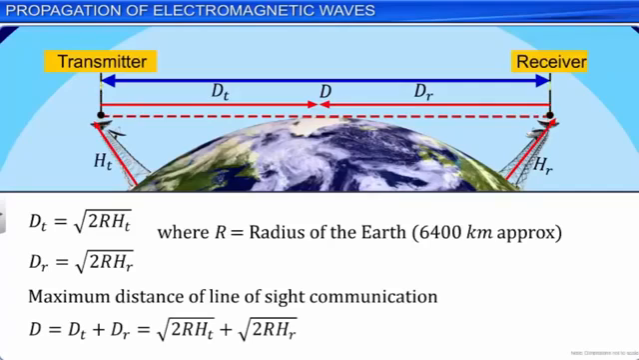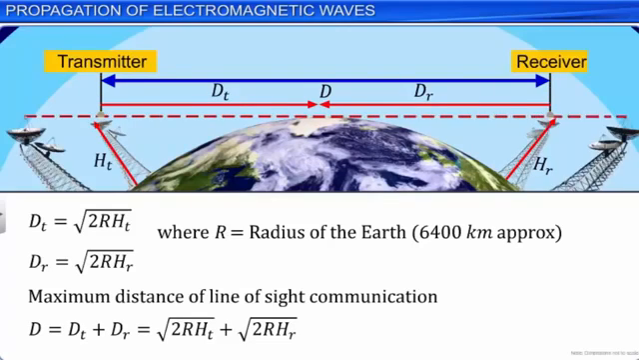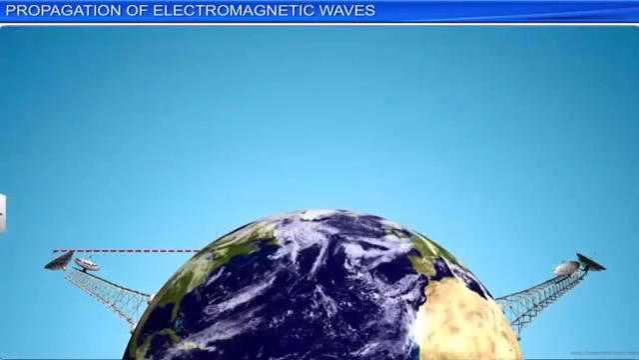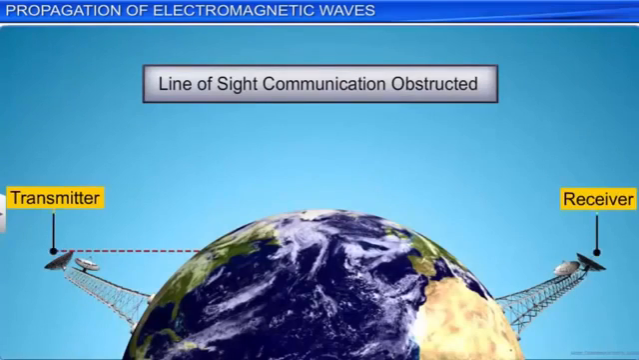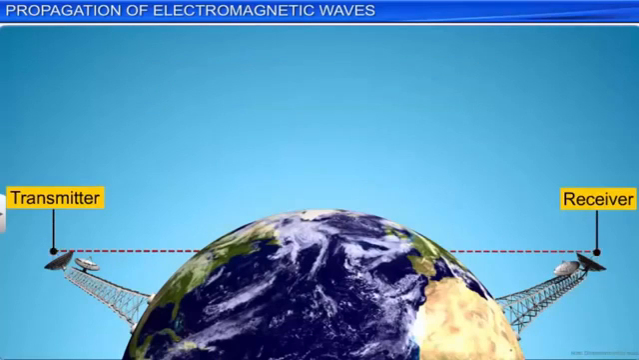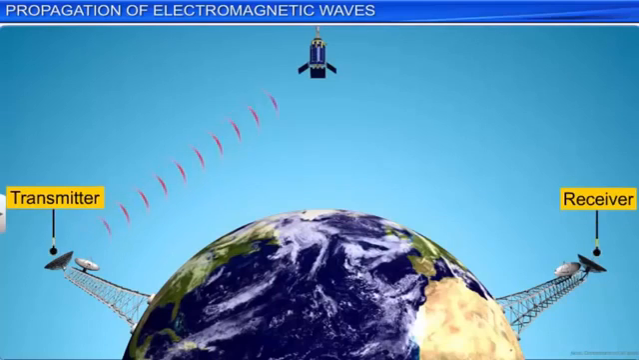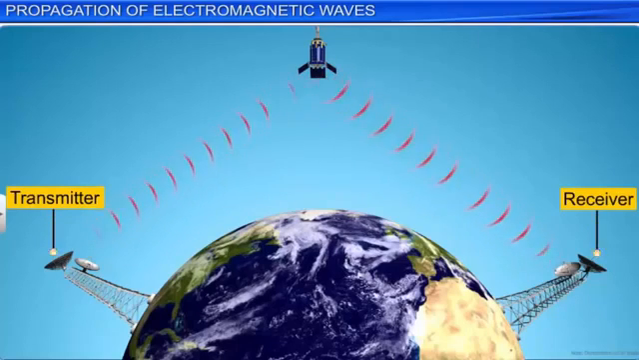Thus, line of sight communication is possible over a greater distance by increasing the heights of the transmitting and receiving antennas. Due to curvature of the earth, it is not always possible for a pair of transmitting and receiving antennas to be in line of sight. In case if a pair of transmitting and receiving antennas are not in the line of sight, they can still communicate using space waves through a communication satellite. Thus, space waves are also used in satellite communication. Television broadcast signals propagate as space waves.